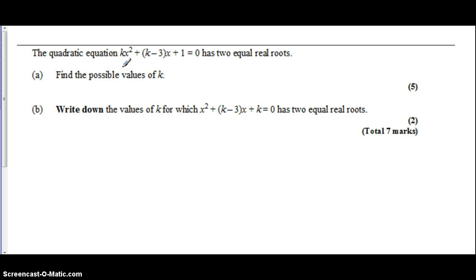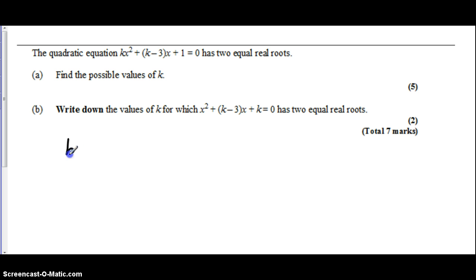So in this case, we know our discriminant has to be greater than 0, plus what else do we know? What does 2 equal real roots mean? That's right, two equal real roots must mean that our discriminant is 0. So the real roots would be greater than 0, but two equal real roots means the discriminant is actually 0. So let's start by setting the discriminant equal to 0.